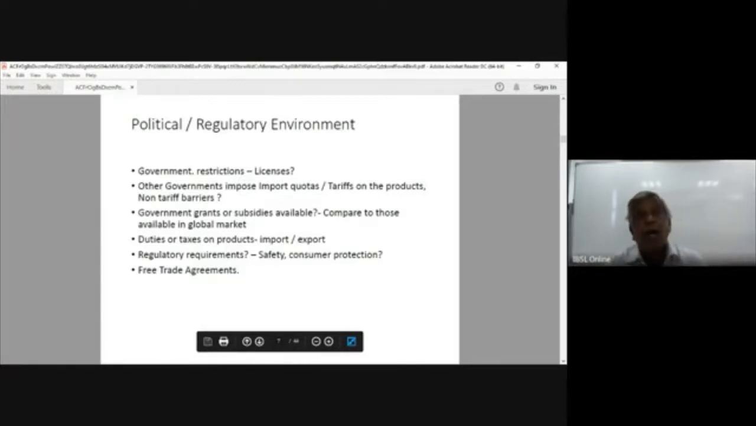These are really about the quality of the product. You know GSP Plus, the European Union earlier provided GSP Plus facility to Sri Lanka, but later they stopped it based on quality. Similarly, earlier also we had problems, but that was solved and then the problem came again. So these are non-tariff barriers. So you must understand whether there are any tariff barriers or non-tariff barriers for your customer to import or export. Then, whether government grants or subsidies are available.